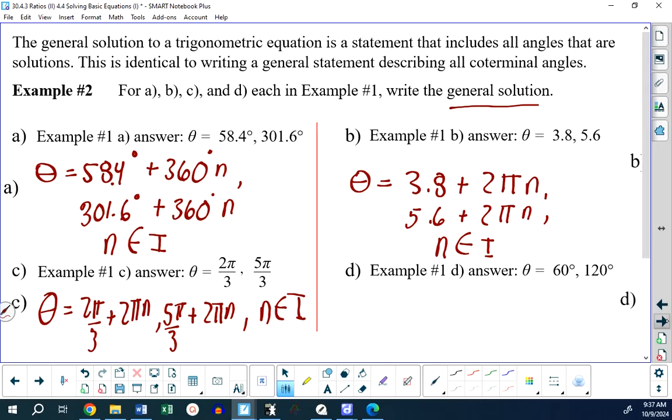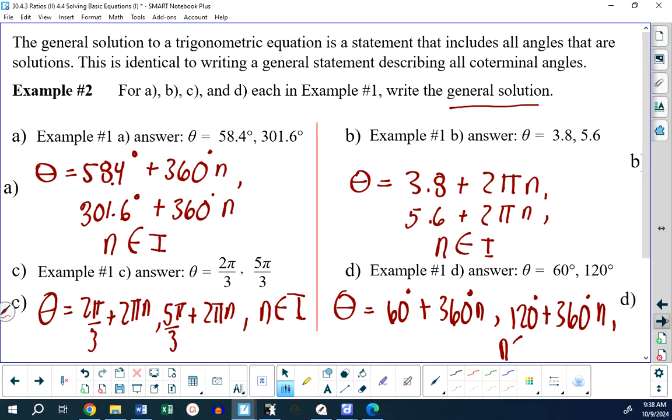And over here, I think for D, we got 60 and 120, didn't we? So that would be, as a general solution, 60 degrees plus 360 degrees n, and 120 degrees plus 360 degrees n. Again, you have to put that description of what n is there, and n is an element of the integer number set.